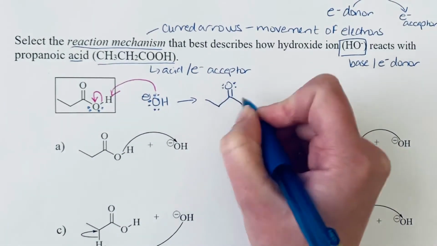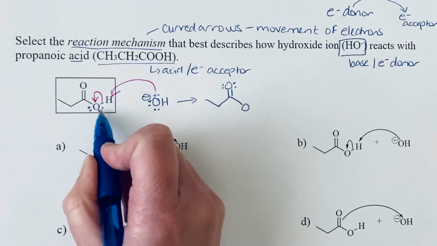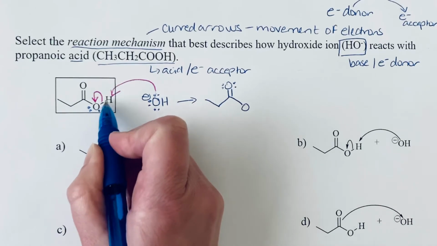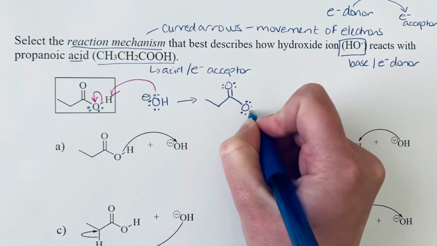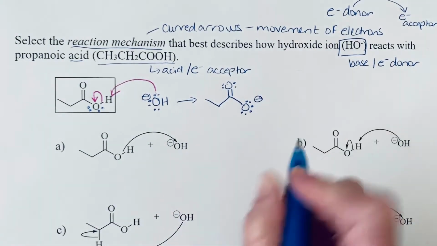And so what this will form is it's going to take your acid and form the conjugate base. So the conjugate base, we have this oxygen. We had two lone pairs of electrons, and now it's gaining another pair of electrons from that covalent bond. So it now has three lone pairs of electrons, which means that oxygen has a negative charge.